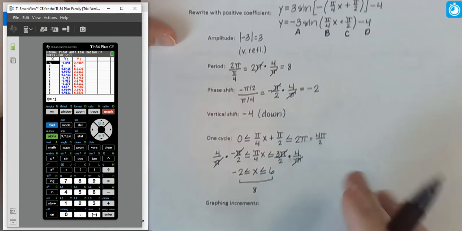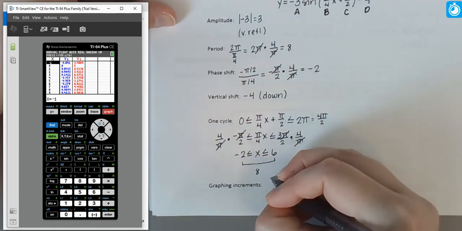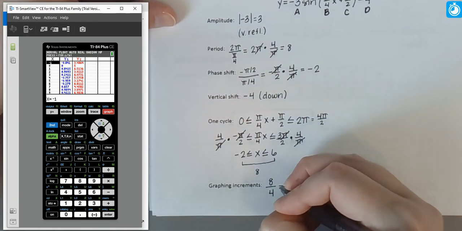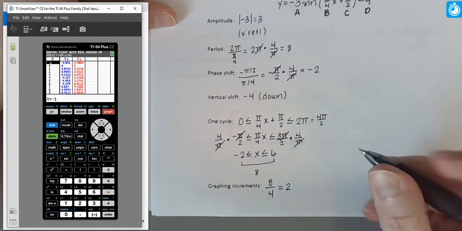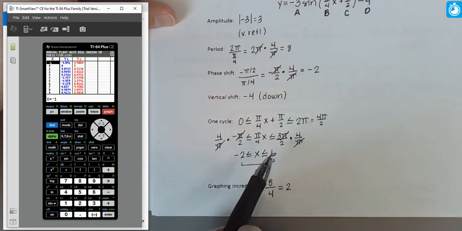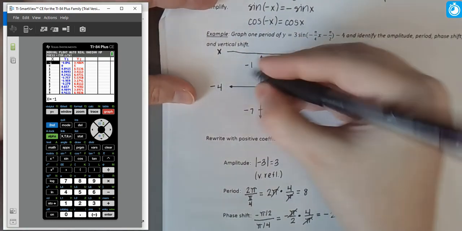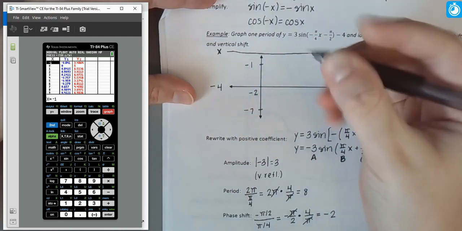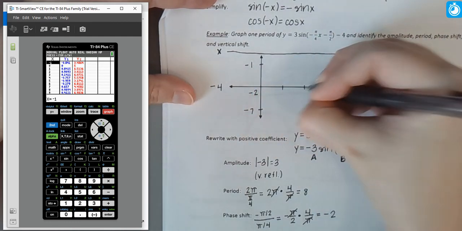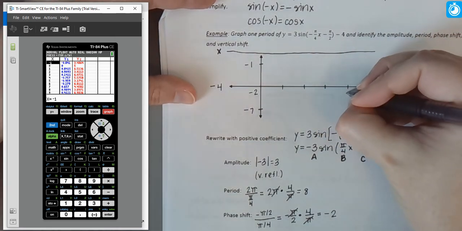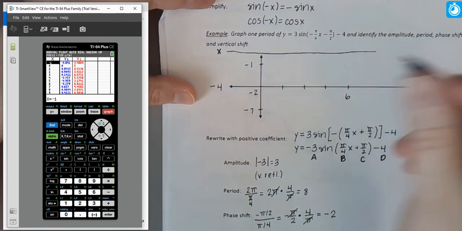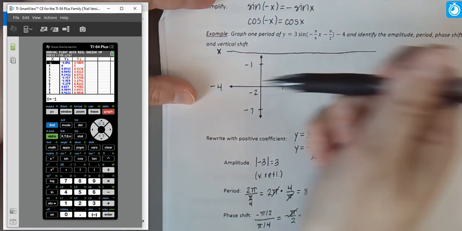Well, they're 8 units apart, hence the period of 8 units. Well, what are our increments going to be here? If we take the period of 8 and divide it into 4 equal parts, how far apart are each of them? Well, they're each going to be 2 units apart. So in other words, we're starting at -2, ending at 6, and counting by increments of 2 to go from one key value to the next. So our graph is going to start at -2, and then 1, 2, 3, 4 equal increments, and it's going to end at 6.